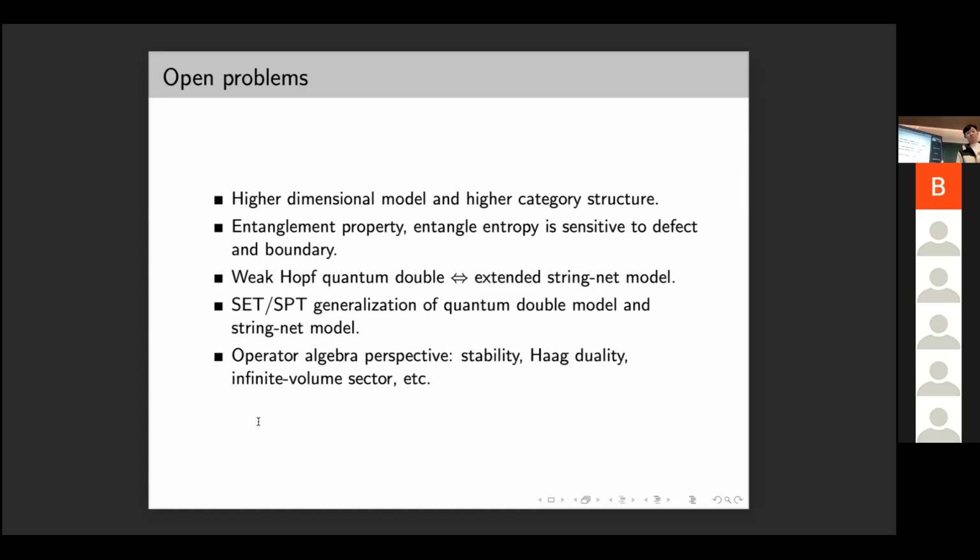Okay, let me ask you a question. According to the general theory of enriched equalization, a boundary can be determined by a Lagrangian algebra, right? And according to the theorem, for this Kitaev quantum double model, the boundary is determined by a module algebra. What is their relation?